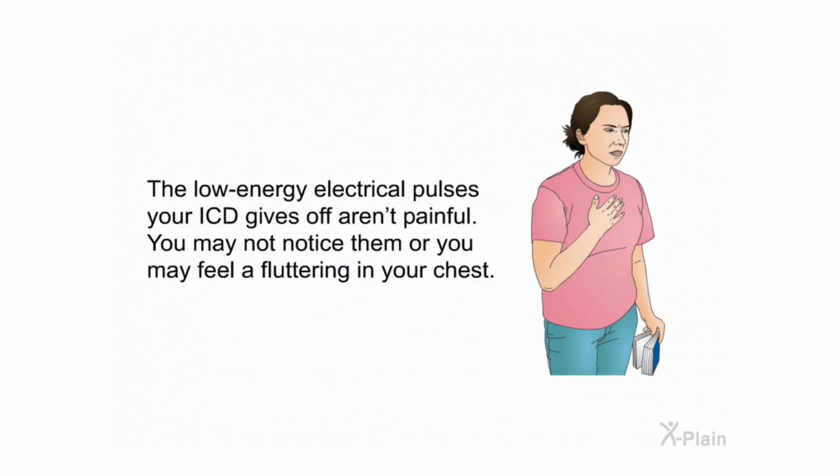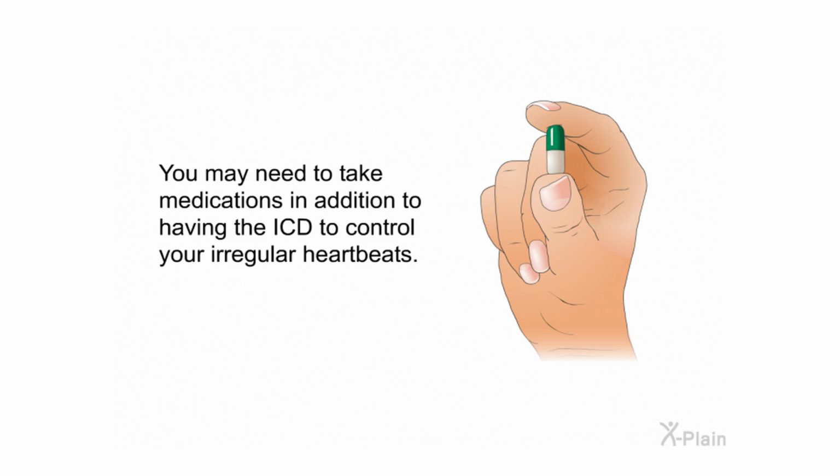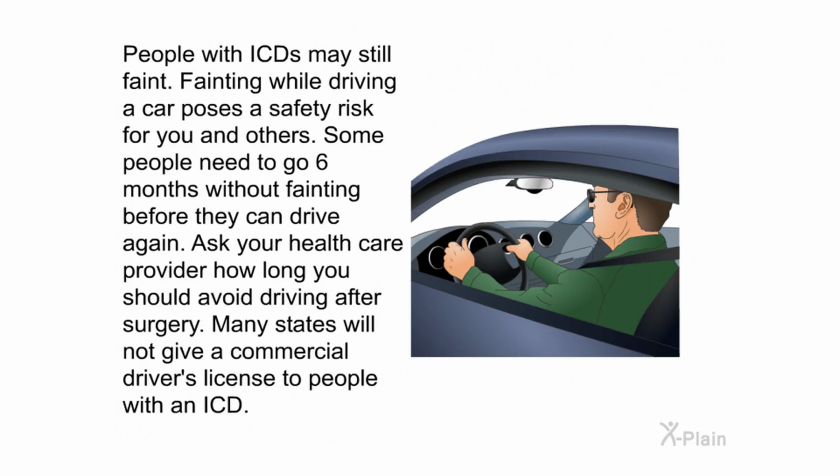The low-energy electrical pulses your ICD gives off aren't painful. You may not notice them, or you may feel a fluttering in your chest. The high-energy pulses your ICD gives off last only a second and feel like a thumping or painful kick in the chest, depending on their strength. You may need to take medications in addition to having the ICD to control your irregular heartbeats. People with ICDs may still faint.